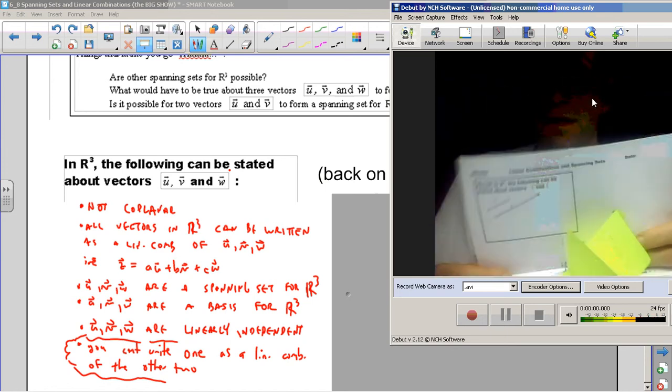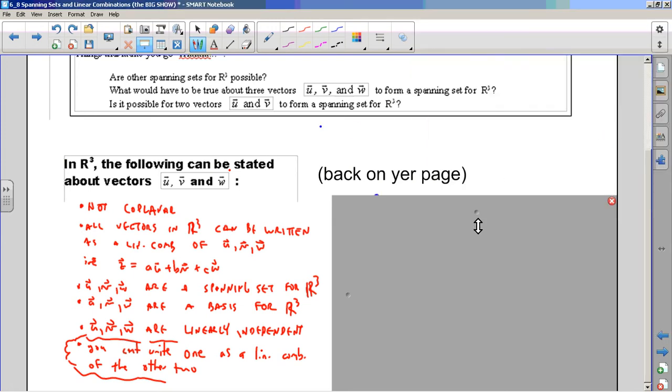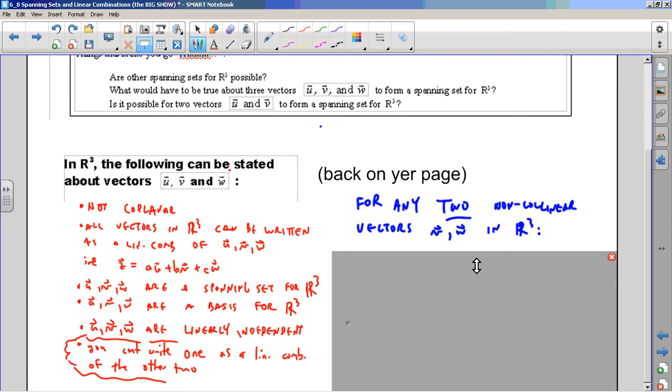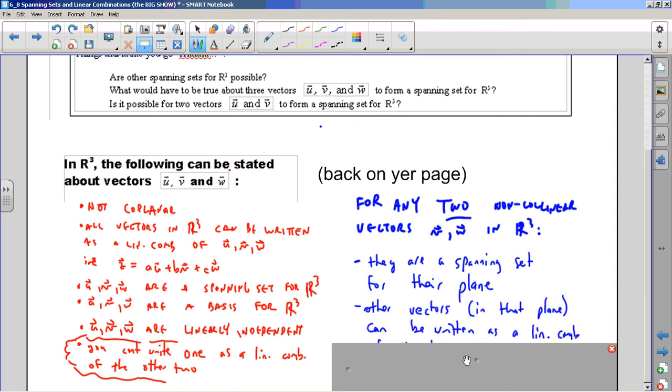What does this mean as far as a note is concerned? And this goes back on your piece of paper, not on your note, but on your three-dimensional model. For any two non-collinear vectors, V and W, in space, they are a spanning set for their plane. They give all the information for the plane that they exist in, because they're non-collinear, which means they're non-parallel, which means they're linearly independent, which means they're a basis for the plane. And then other vectors in the plane can be written as a linear combination of those.